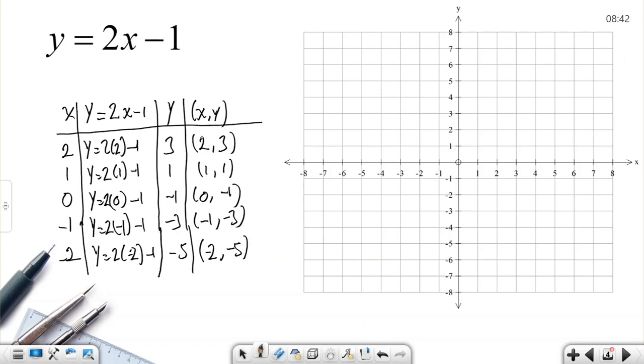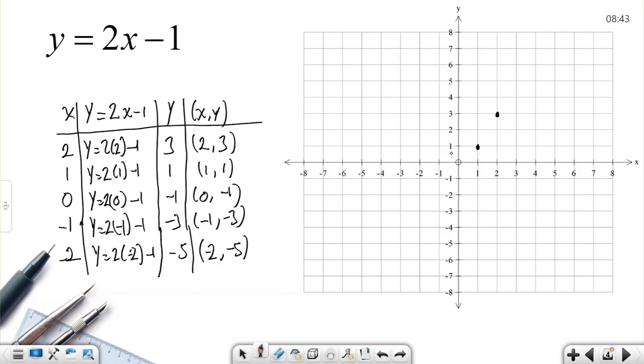Don't forget, when you write an ordered pair, all the time the first value is x, the second value is y. Let's locate this point. 2 and 3. 2 is here, and 3 is here. Then 1 and 1. x is 1, y is 1, so that's the point.